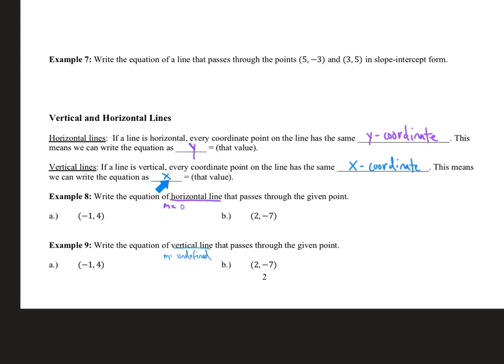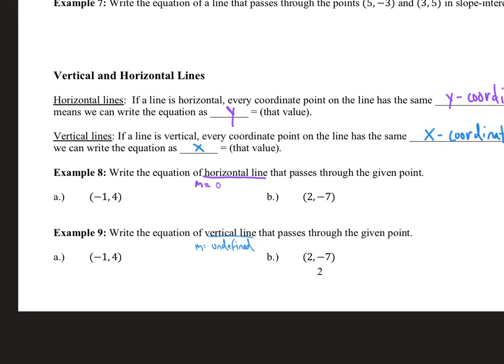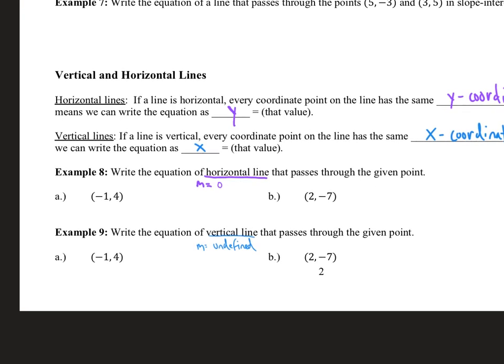So it's counterintuitive, it goes against what you think. So there's just a trick to it, you gotta remember that. Otherwise there's really no way around it. So write the equation of a horizontal line that passes through the point. There's really no work to do here, it's all thinking. Horizontal lines, that means it has a slope of 0, okay?